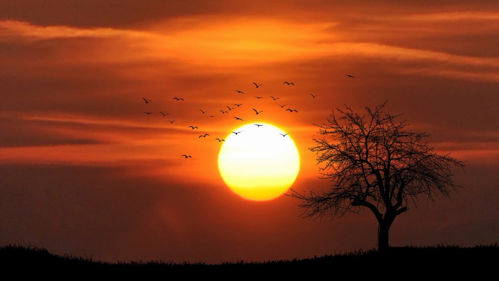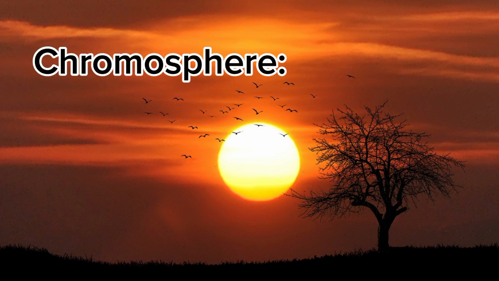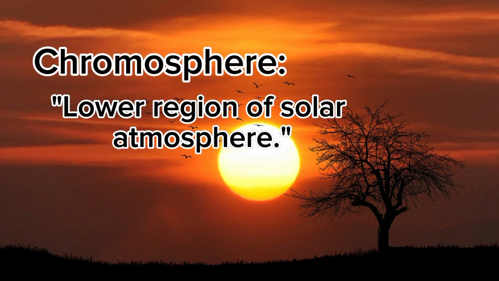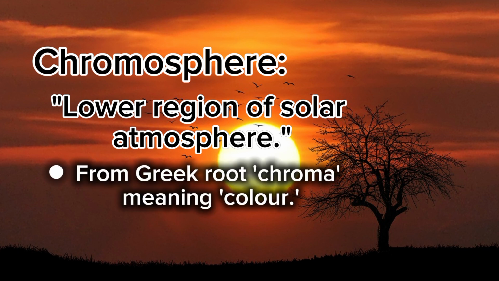Now I'm going to tell you about the chromosphere. The lower region of the solar atmosphere is called the chromosphere. Its name comes from the Greek root chroma, which means color, for it appears bright red when viewed during a solar eclipse.